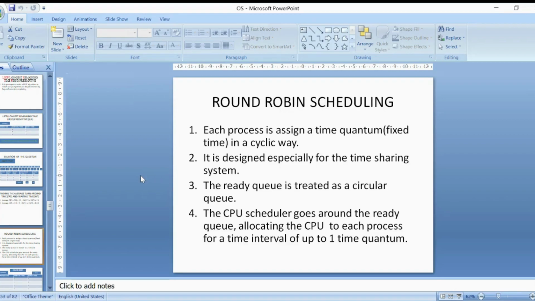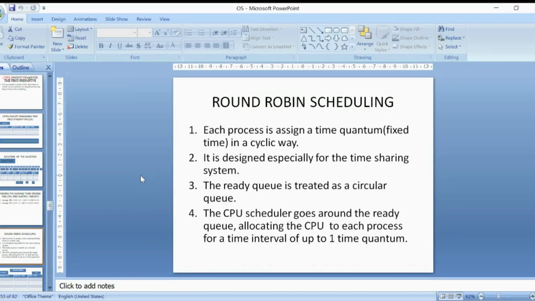Each process is assigned a time quantum, a fixed time, in a cyclic way. It is designed especially for the time sharing system. The ready queue is treated as a circular queue. The CPU scheduler goes around the ready queue allocating the CPU to each process for a time interval of up to one time quantum.